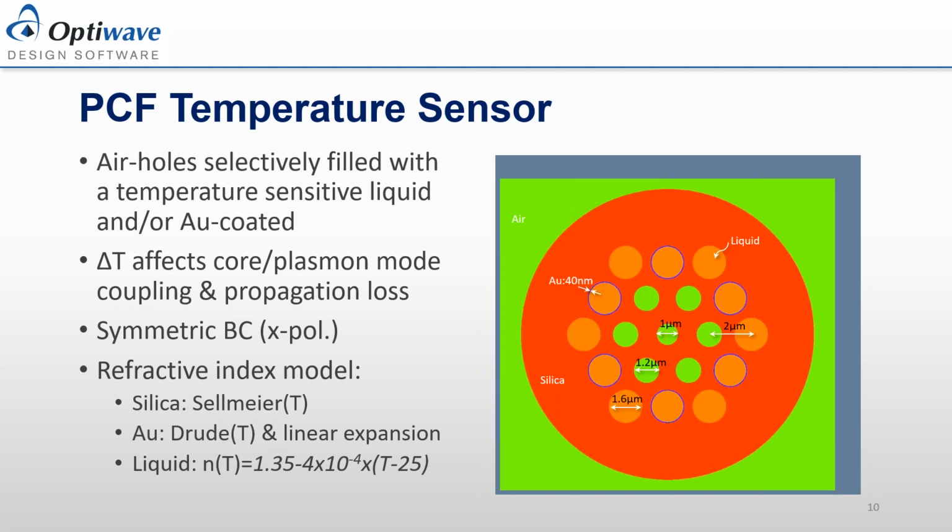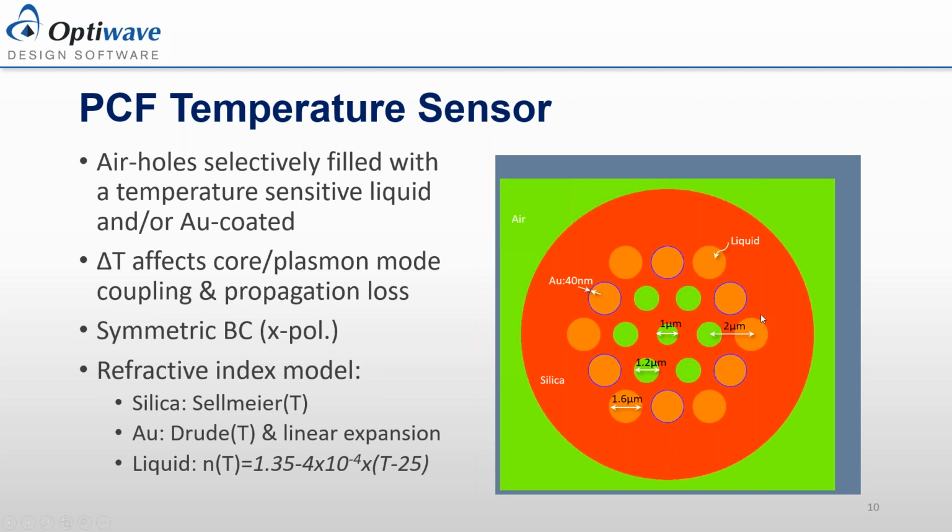Our first design for today, as I said before, is design 3 from the previous slide, the photonic crystal fiber temperature sensor. This sensor consists of a hollow core fiber comprising a hexagonal pattern of air holes. The lattice constant is 2 microns. The inner core is 1 micron in diameter, the inner ring is 1.2 microns, and the outer ring is 1.6 microns. You can see that there are blue rings around select holes in the outer ring. That blue layer is a 400 nanometer gold layer on the surface of the air core.